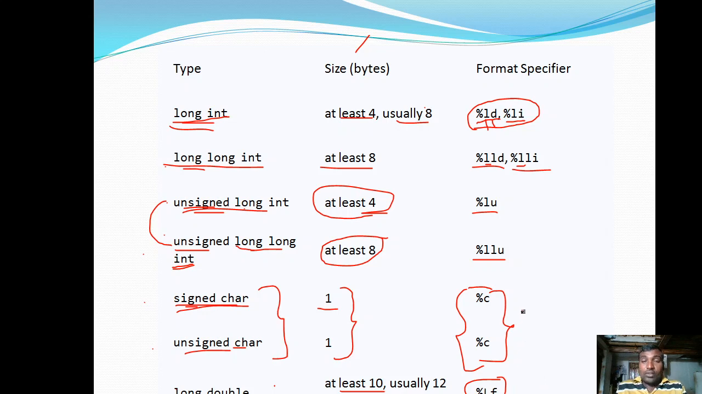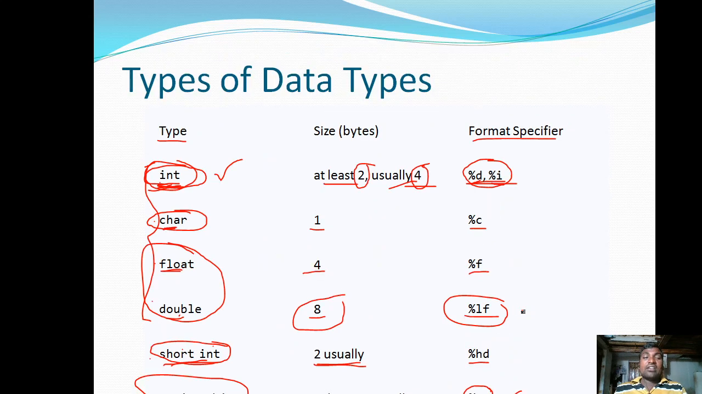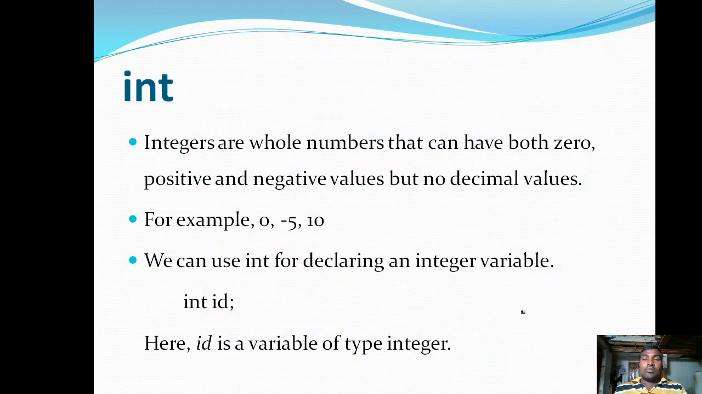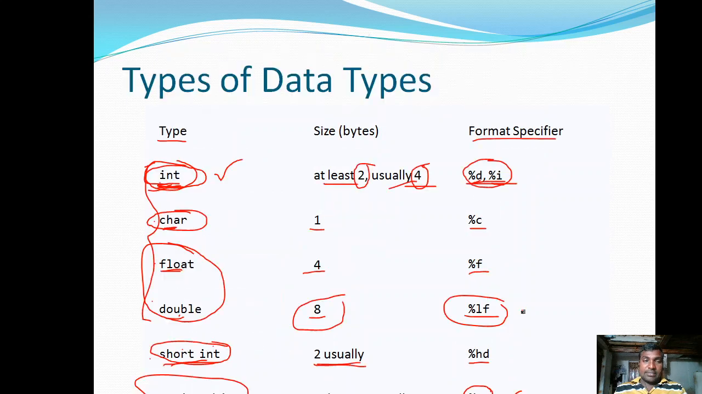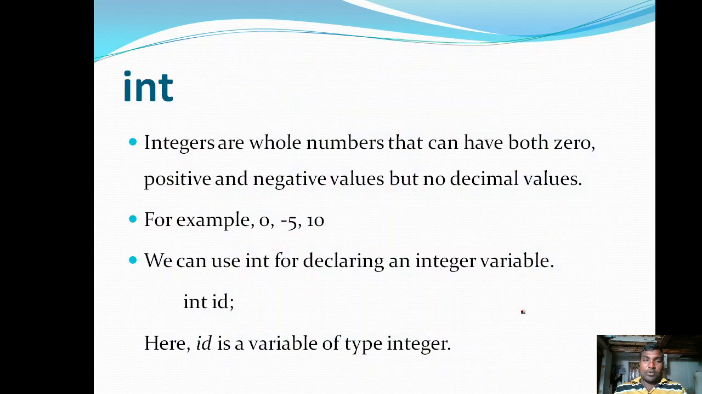So these are the different data types that are available in C programming, and all of these are formal, primitive data types only. Formal or primitive data types means these are the data types that are associated with the C compiler. Now let us discuss a few of the data types that are frequently used while writing a C program.